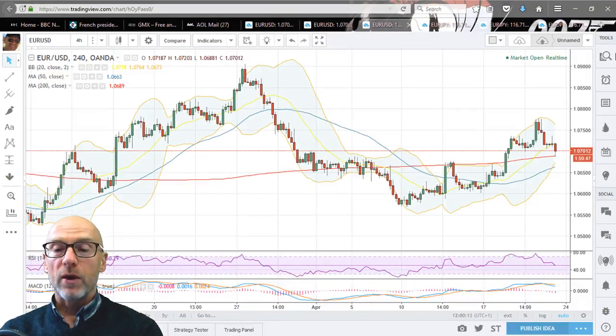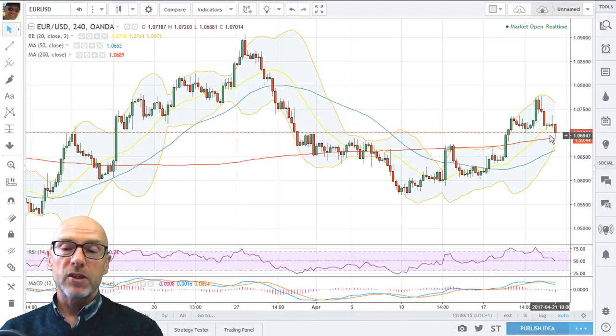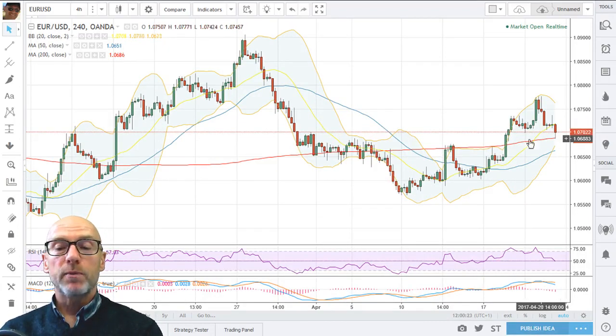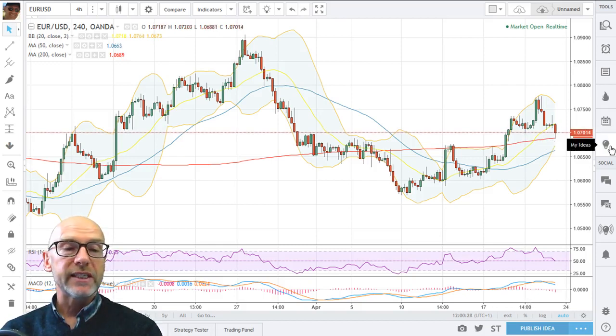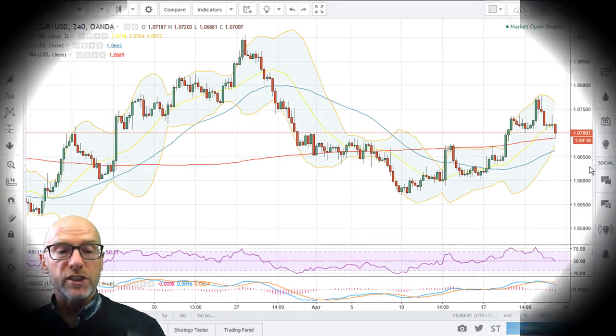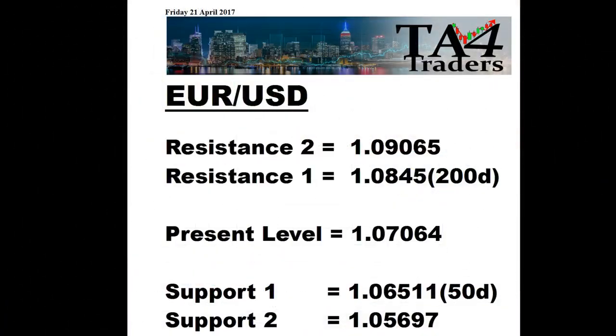On the 4-hour, there's been a short-term head and shoulders pattern created over the last 3 days. We're now breaking to the downside. It's got the immediate support of this red line, which is the 200 4-hour moving average at 106.89. If that fails, then that confirms the head and shoulders, and one would expect a move down to the 106.50 level.